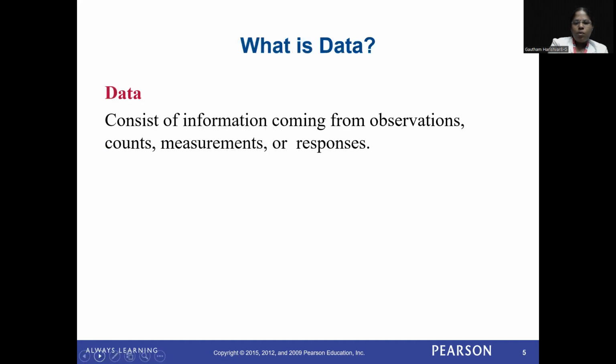Okay, let us start. Before knowing about the definition of statistics, you should know what is meant by data. Data is a collection of information which can be confirmed coming from observations, or by counting the objects, or by measurements, or by some responses given through a survey. If you conduct surveys, the responses will come. Those responses also we can take as data. So data consists of information coming from observations, counts, measurements, or responses.